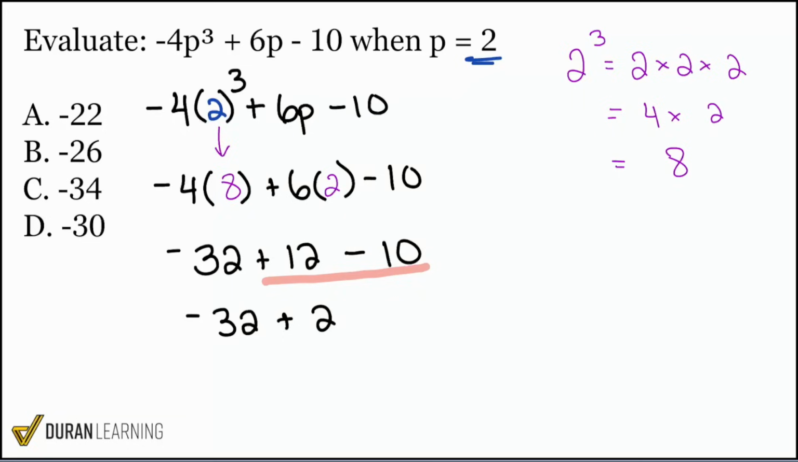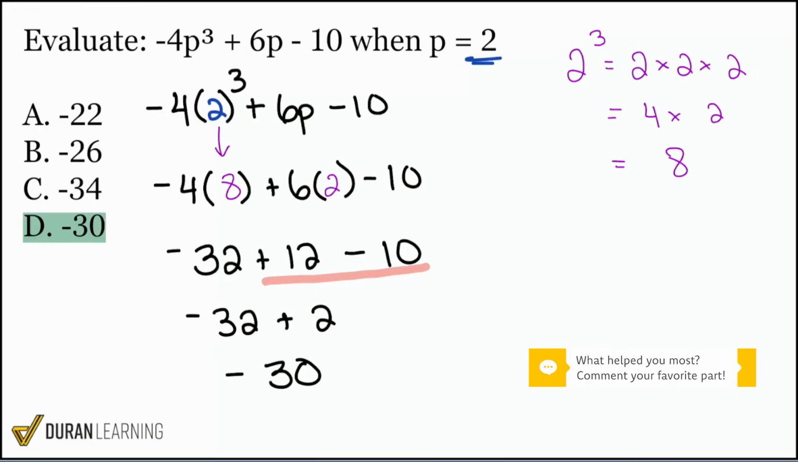From here, how this affects what we're doing now, negative 32 plus 2, a negative plus a positive. All we need to do here is subtract the numbers and keep the sign of the bigger number. So here, negative 32 plus 2, that's going to be 30, but negative 30. And there we go. The correct answer here is answer choice D, negative 30.